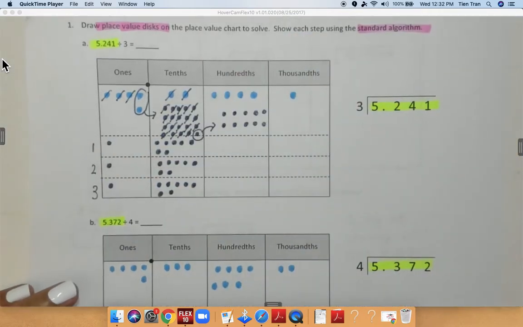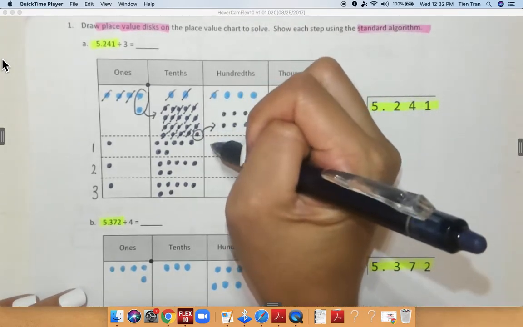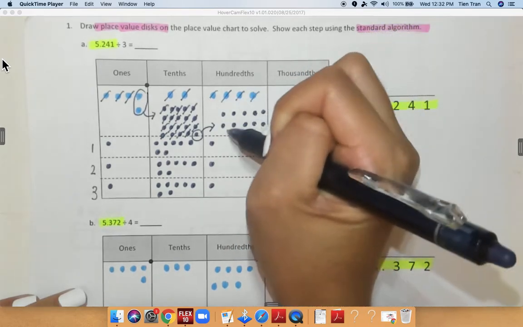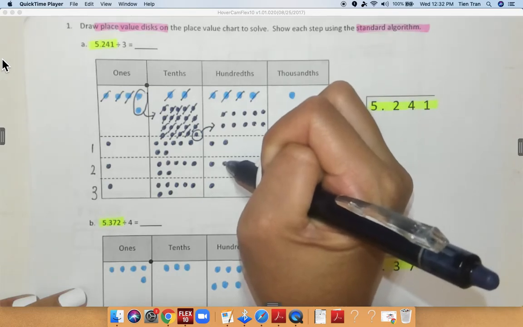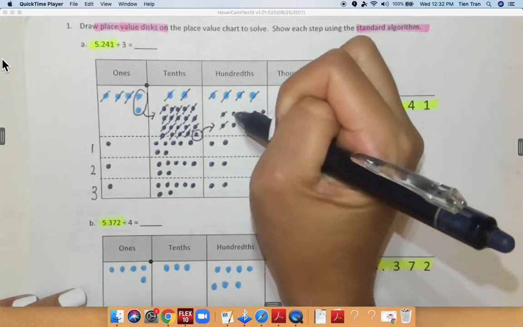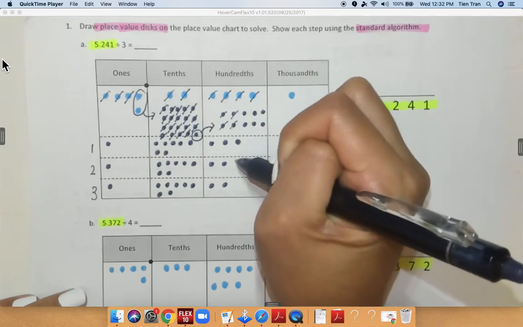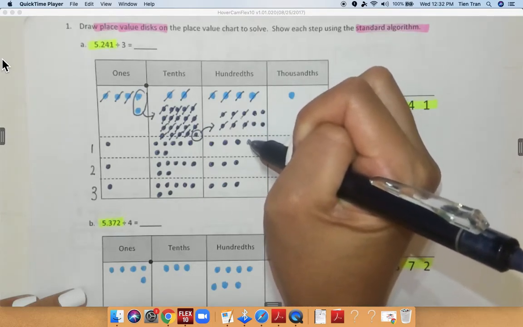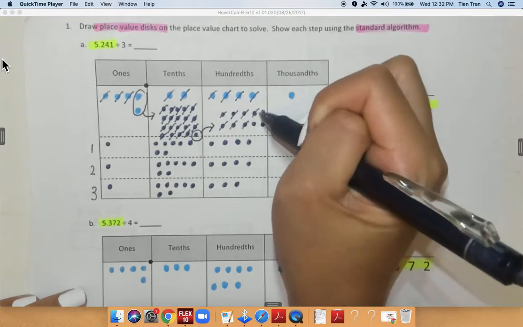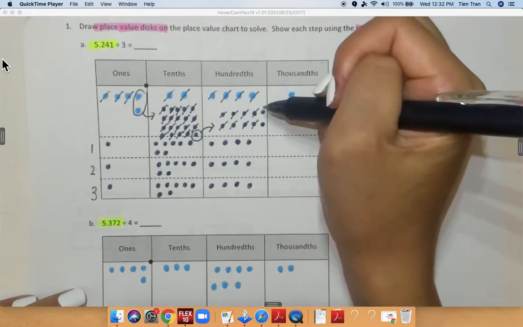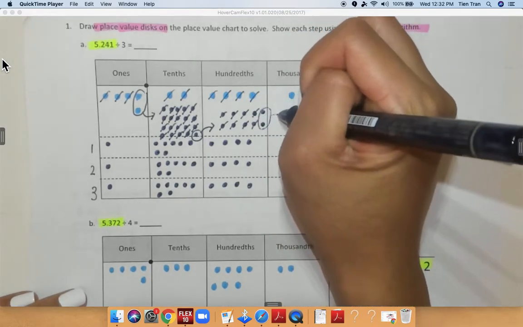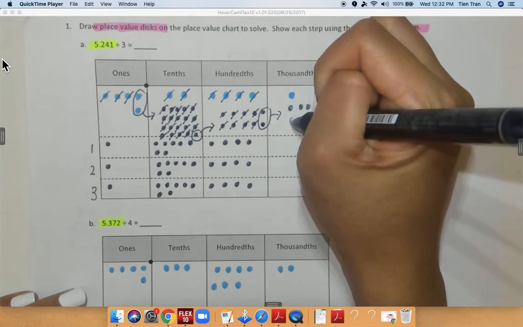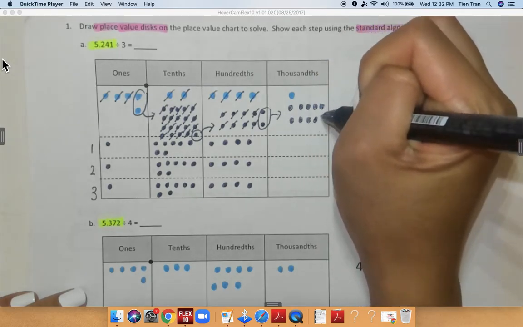Okay, so now I'm going to make sure to distribute each of them. So I have 1, 2, 3, 4, 5, 6, 7, 8, 9, 10, 11, 12, and then I have 2 pieces left, so I'm going to move this to the thousands place, so I'm going to draw 10. 1, 2, 3, 4, 5, 6, 7, 8, 9, 10.